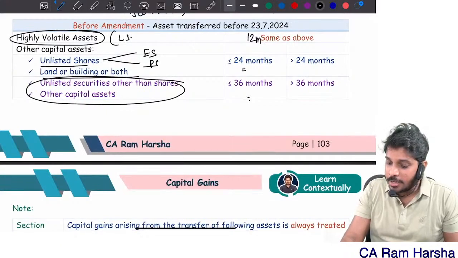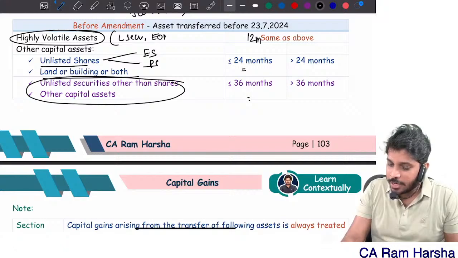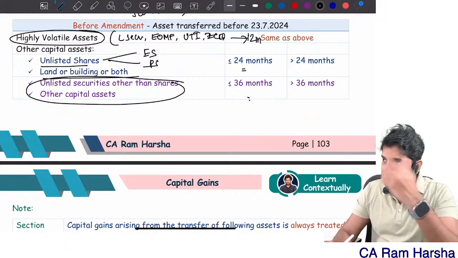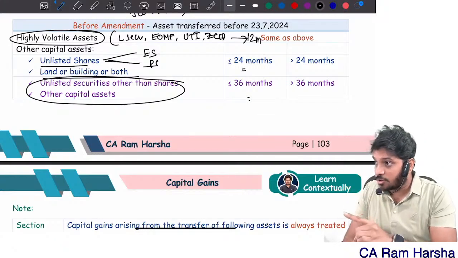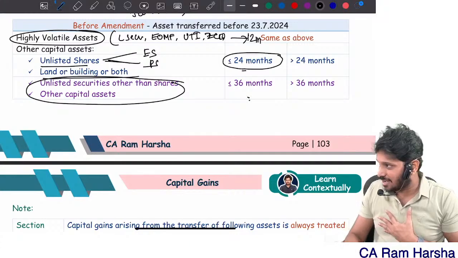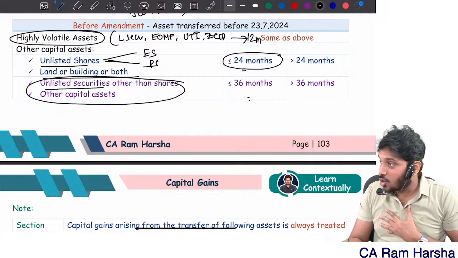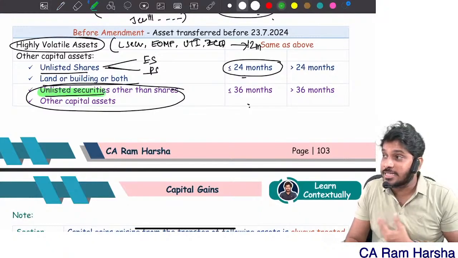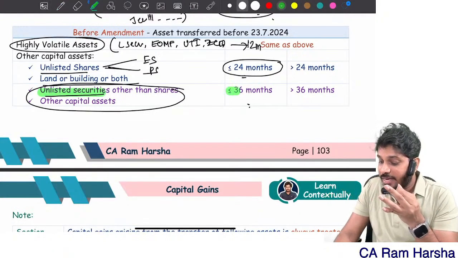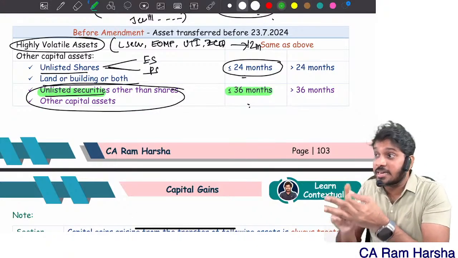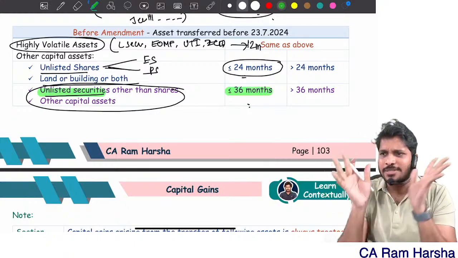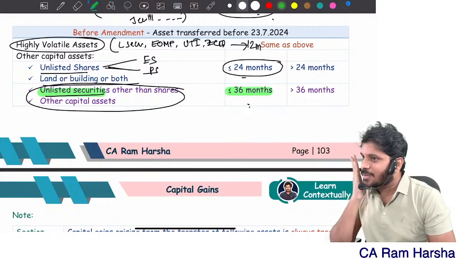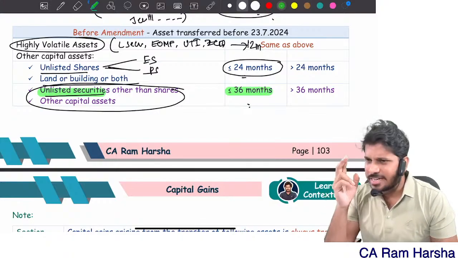Highly volatile means what? Listed securities, equity oriented mutual funds, Unit Trust of India, zero coupon bonds. For them it is always 12 months, before amendment and after amendment, no change. Whereas for unlisted shares, only preference and equity are eligible for the 24 months criteria. Remaining unlisted securities, unlisted debentures and unlisted bonds, still come under the 36 months criteria if you are selling them before 23rd July. Suppose I am selling a debenture or bond after 23rd July, 24 months is enough.